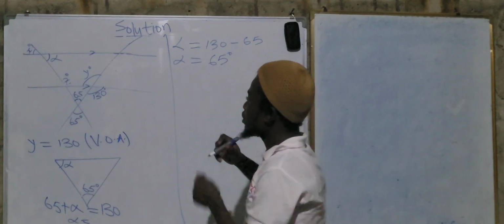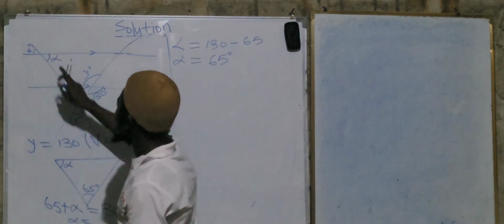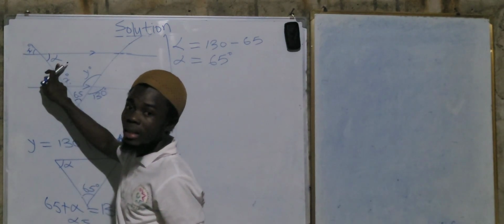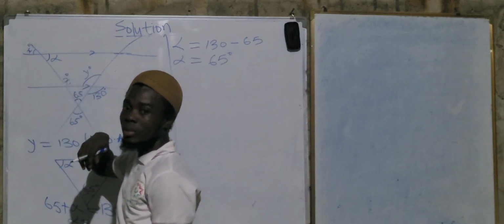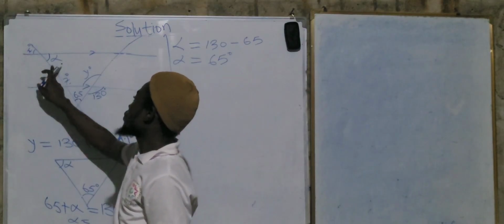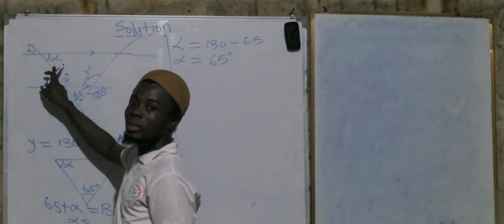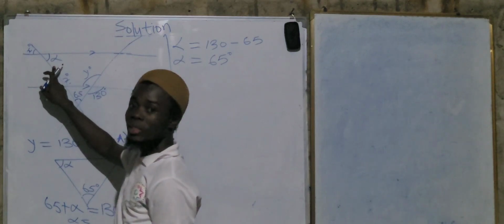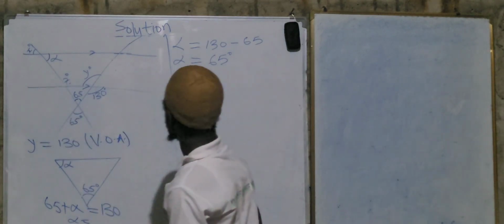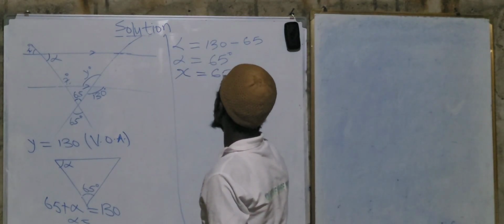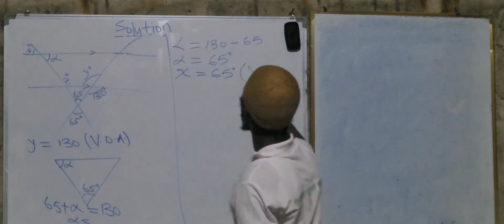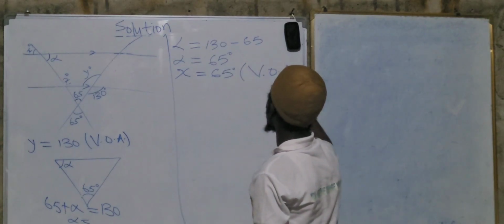Good. But if we look at this angle and this angle, are they vertically opposite? Yes, they are vertically opposite angles, right? So therefore, X is equal to 65 degrees as well. X equals alpha. Good. What is the reason here? Vertical opposite angles, VOA, right?